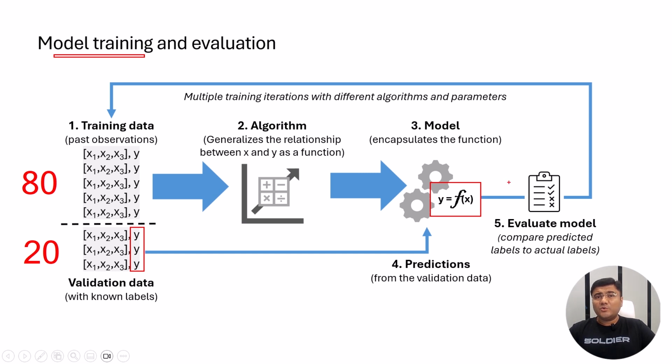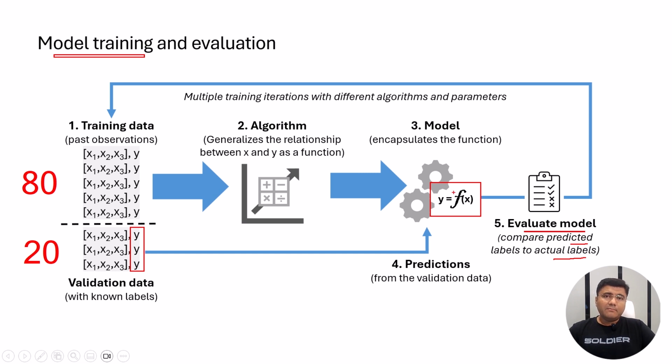And why are we doing this? Well, because we want to evaluate the model. We want to compare the predicted labels to the actual labels. If both match, it means my model is predicting correct things. If both do not match, then it means that my model is not performing well.